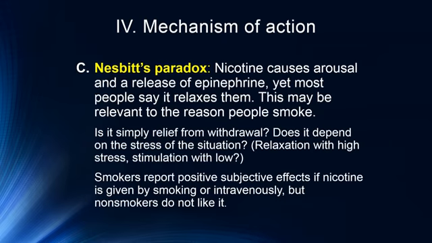Another note under the mechanism of action is Nesbitt's paradox. As I was saying earlier, there is a little bit of a paradox in terms of how nicotine affects people. It causes arousal and release of epinephrine, which should be anxiogenic. Yet most people say it relaxes them, and this may be relevant to the reason why people smoke.